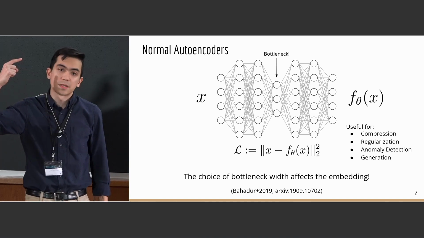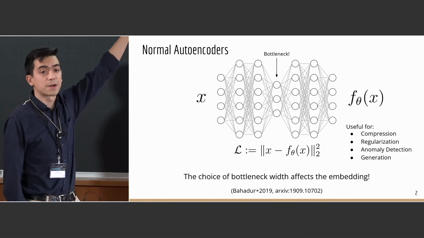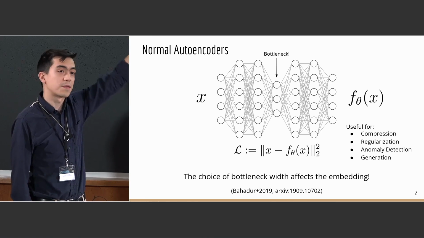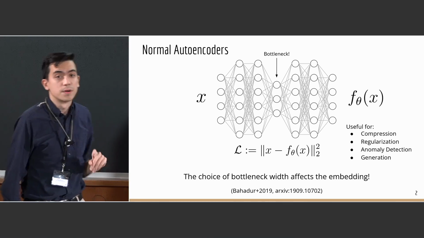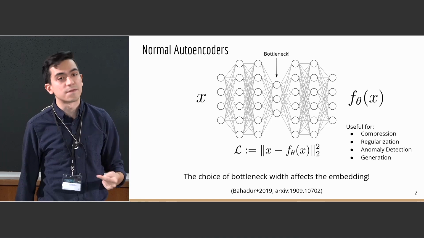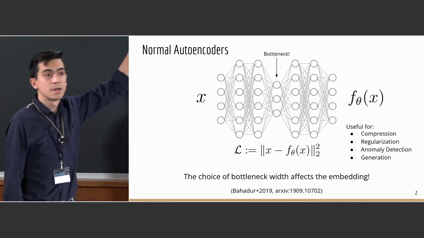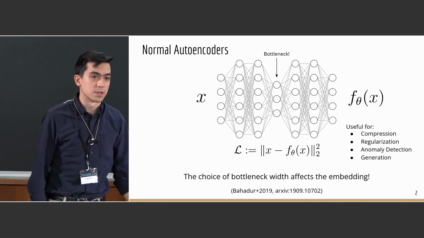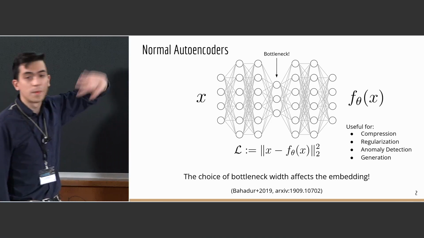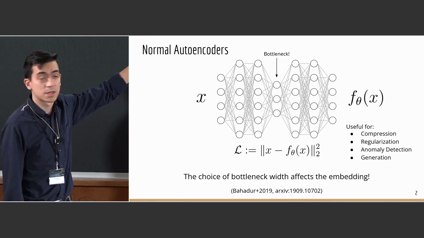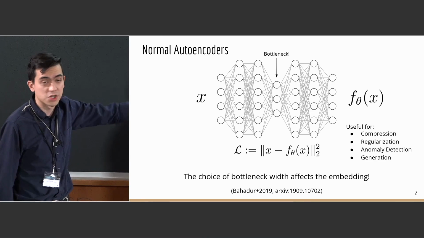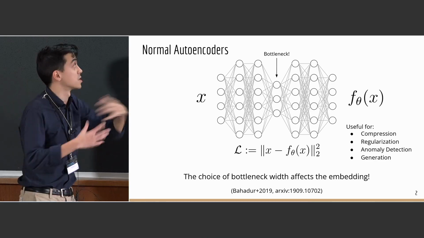But the problem is, with an autoencoder, you often have a bottleneck, which is smaller in width in dimensionality than your input. So you need to figure out how to embed information into that bottleneck in order to get the maximum possible reconstruction. And these are really useful for a whole bunch of things that we've already discussed in this conference about compression, regularization, anomaly detection, generation, etc.